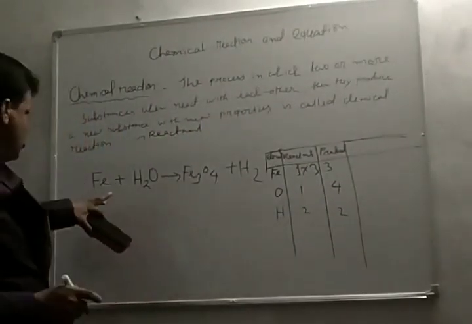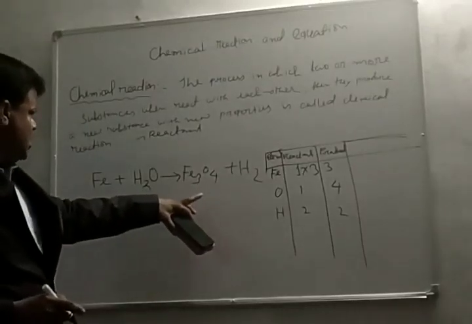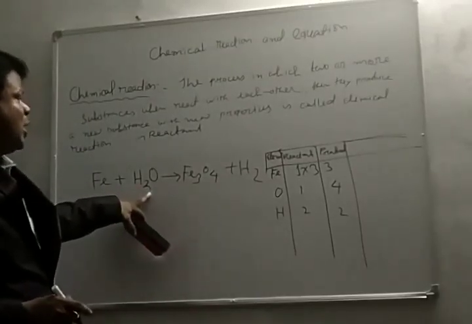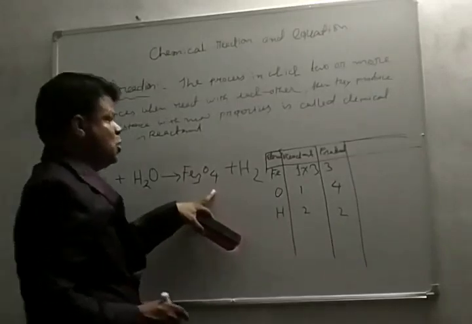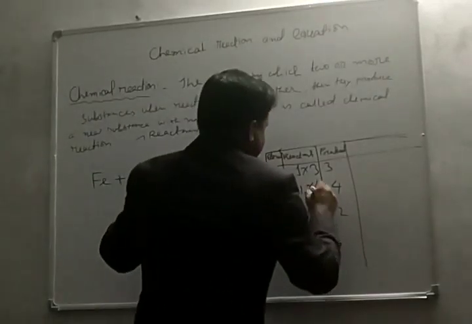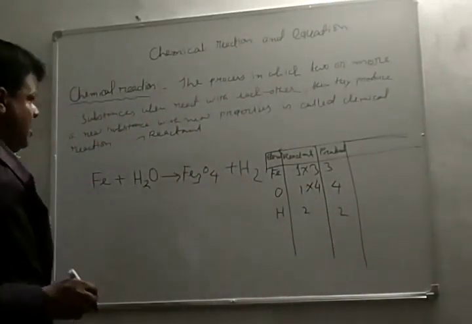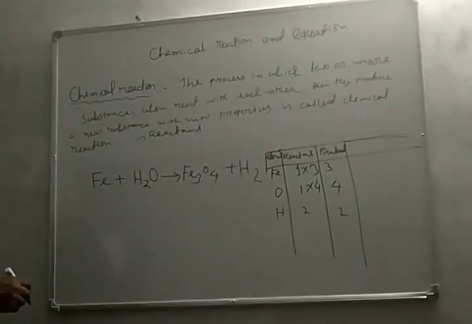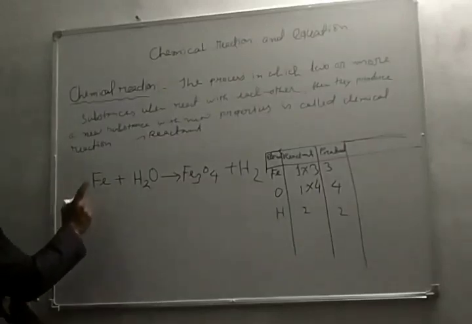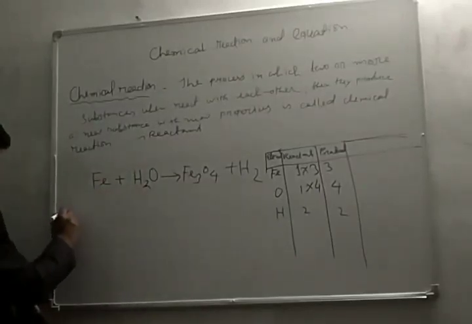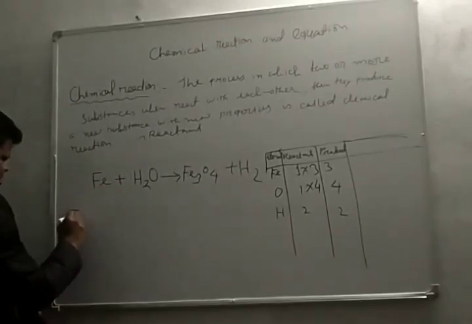Again, the number of oxygen is what? In the reactant 1, and in the product it is 4. So we have to multiply this by 4. Then only your equation will be balanced. See here, I will rewrite the equation. This is the skeletal equation. After balancing, I will rewrite it. Fe.